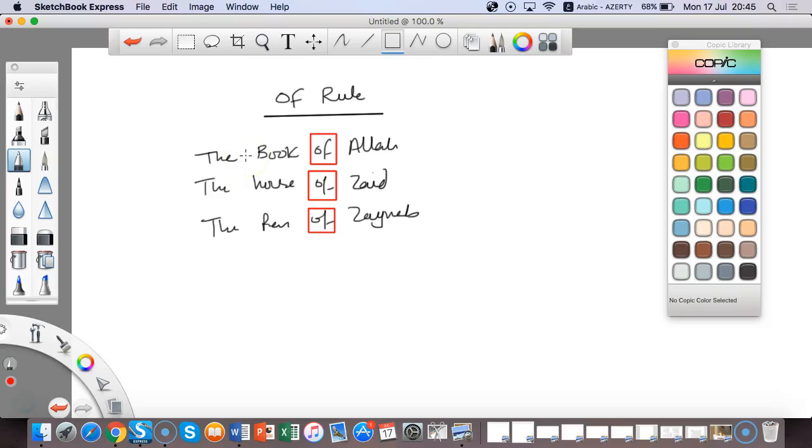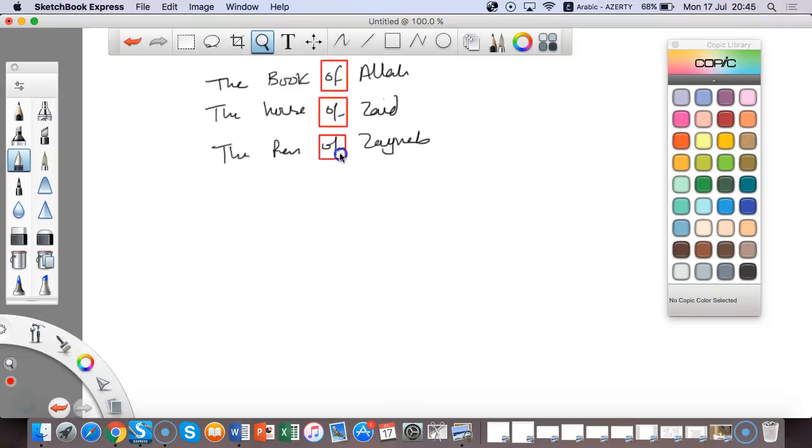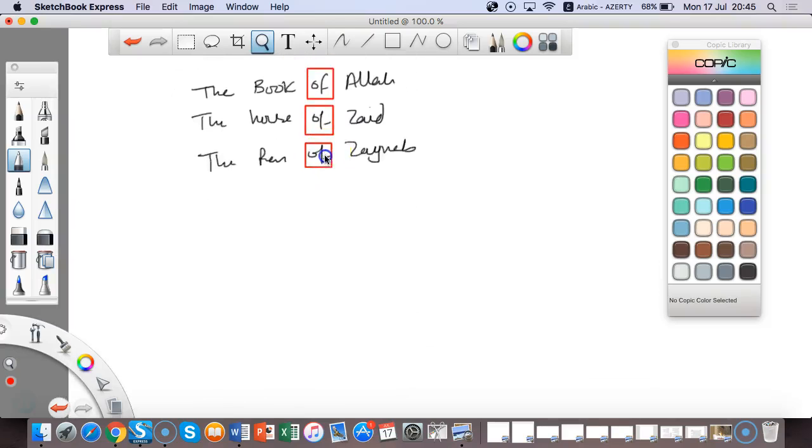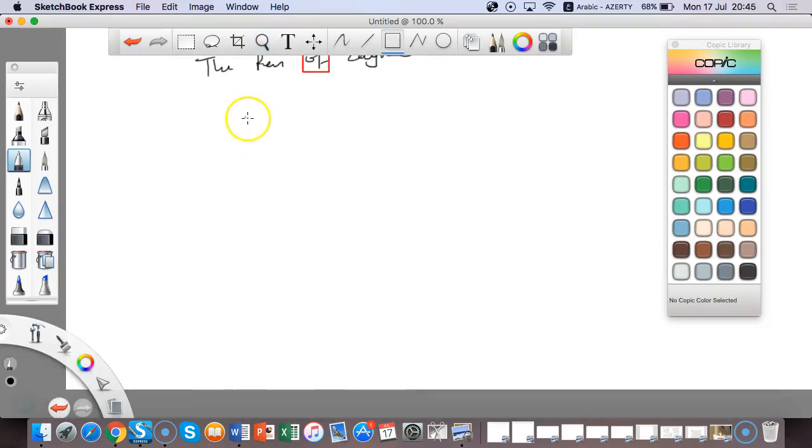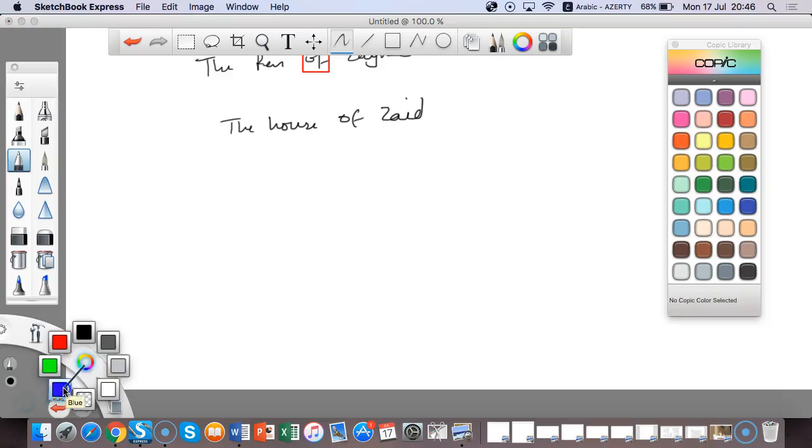So again, now we're going to have to do some new steps to be able to translate one of these into Arabic. So how do we translate this into Arabic? Let's take the example of the house of Zayd. So first of all, you write down the house of Zayd. Done? Okay, now there are 5 steps involved in the of rule.